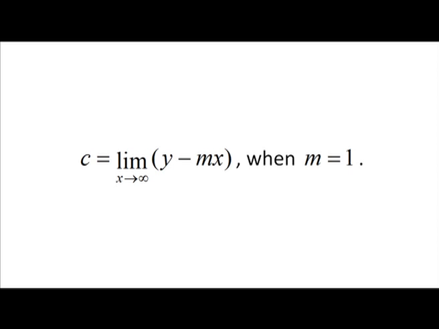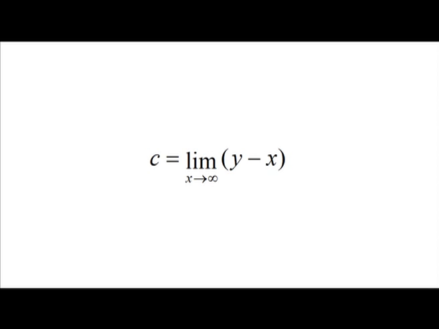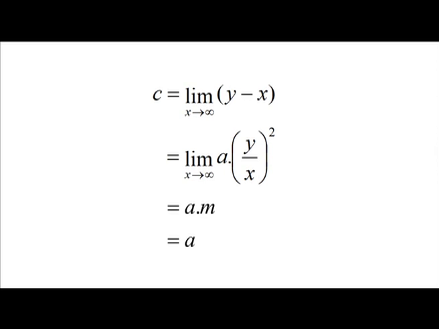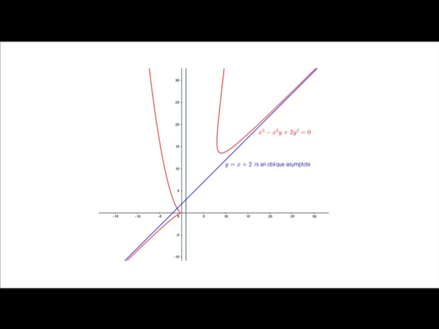Let us evaluate c equal to limit x goes to infinity, y minus mx when m is equal to 1, that is c is equal to limit x goes to infinity, y minus x. As x square into x minus y plus ay square is equal to 0, we get y minus x is equal to ay square by x square, and hence c equal to limit x goes to infinity, y minus x is equal to limit x goes to infinity, a into y by x square, which is equal to a into m, that is a. Thus, y equal to x plus a is an asymptote.